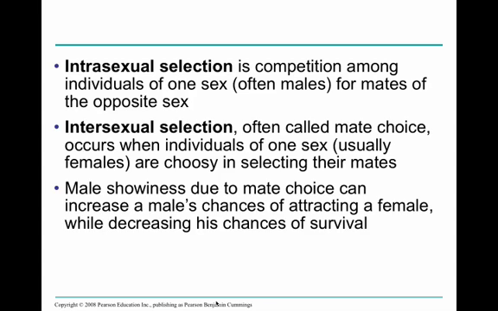The next is called intersexual selection, often sometimes referred to as mate choice. And this occurs when individuals of one sex, usually the females, are choosy in selecting their mates, because in many species the female has the greater physical contribution. Even if it's something like an organism that lays eggs, the female has to use resources to construct the eggs, to lay the eggs, and in many species to protect the eggs. So frequently mate choice is the sex that has the greater investment being choosy about the other, choosing the mates. And again, like we just saw with the peacocks, male showiness that is driven by mate choice can increase the male's chances of attracting a female, but decrease his chances of survival. So there's this interesting tension again, like I mentioned earlier.